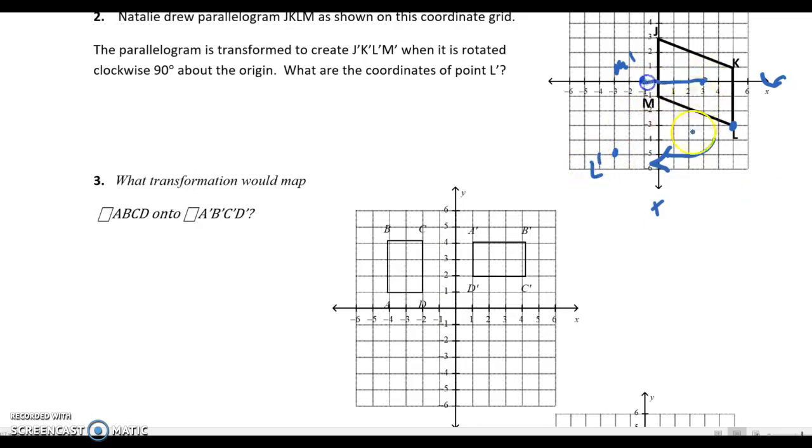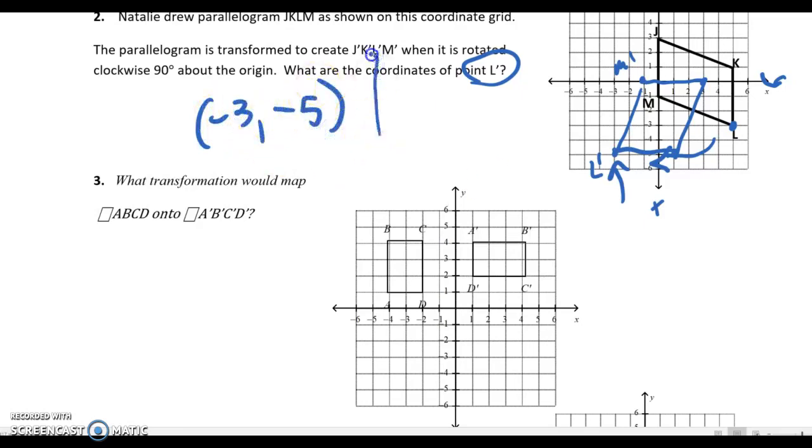And I can stop right here. I do not have to keep going to do the entire parallelogram because all it said is where is point L. So you just really need this one. This coordinate is -3, -5. If you do not give me the coordinate and you just leave it as the graph, it is wrong. You need to make sure that you give me the coordinate.